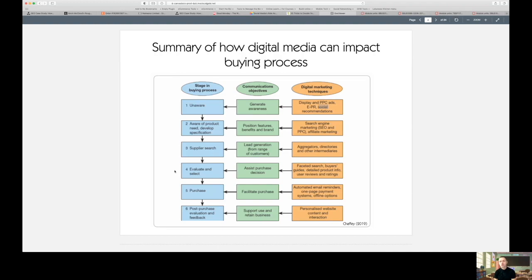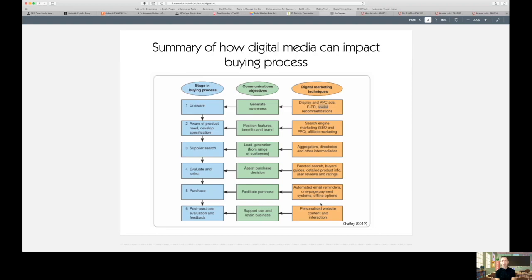Then goes to communication objectives, right? The idea of generating awareness, building, positioning the brand with product features and so on and so forth, generating leads, of course, assisting with the purchase and so on and so forth. But when you look at the last, digital marketing techniques in here, very soon you start to realize that almost in every stage of this process, some sort of digital activity can have an impact on what we buy and how we consume what we consume, right?